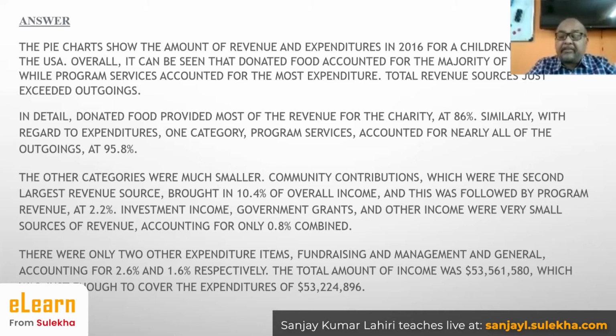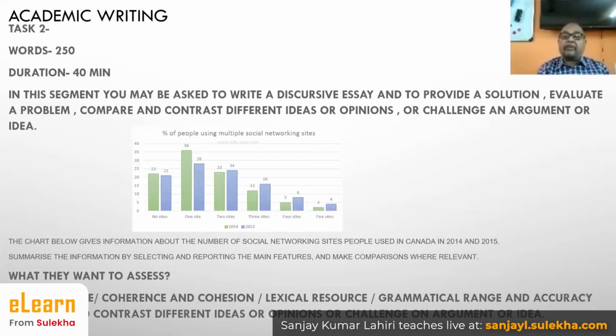Now this is the second writing part. I'm talking about still academic writing, because this is the toughest part for those who want to go for further academic study. You see the next part, that is task 2. You will see there is a 250 word limit and the duration is 40 minutes. Obviously in this segment, you may be asked to write discursive essays, provide a solution, evaluate a problem, compare and contrast different ideas or opinions, or challenge an argument or idea.